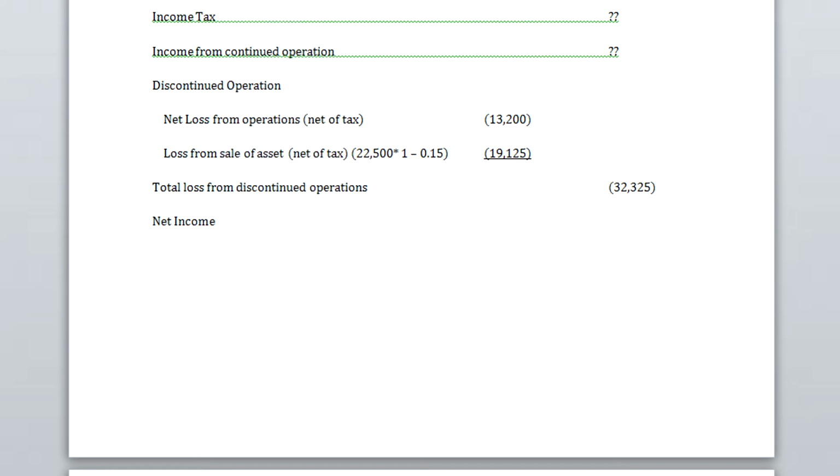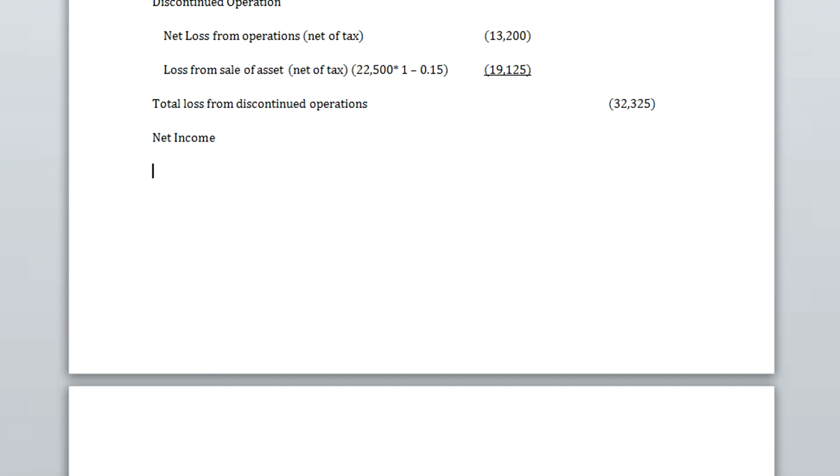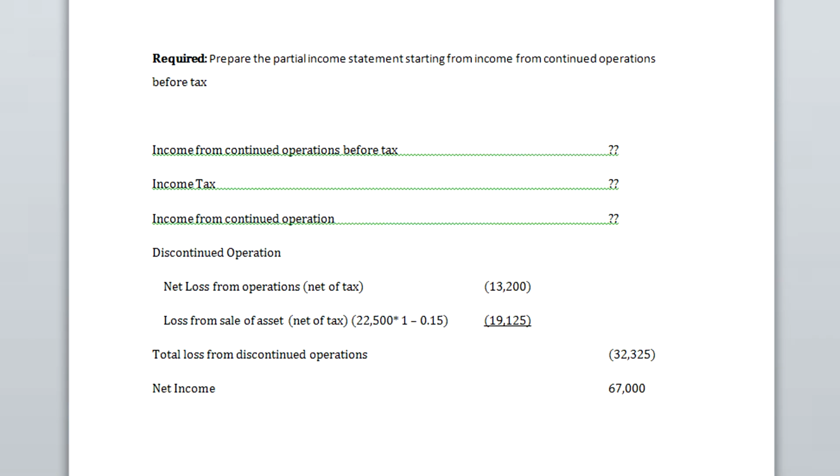But what we do need is our net income, okay? And if you're paying attention to the givens, it actually tells us our net income is $67,000. Told us in the question, thankfully, okay? And knowing our net income and now knowing what our total loss from discontinued operations is, we're actually going to be able to go back and figure out what these three amounts are, okay?